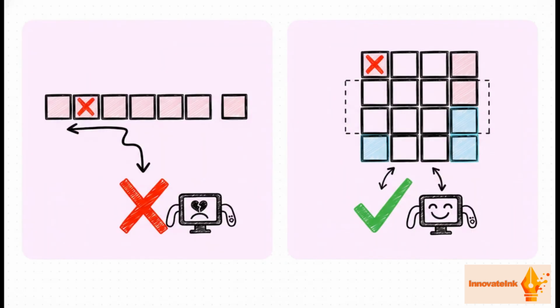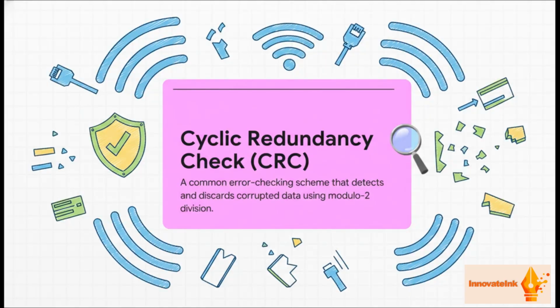Some of the early methods, like parity, were a pretty good start, but they had their limits. Simple parity, for example, could be completely fooled if 2 bits flipped instead of 1. 2D parity was a big improvement for sure, but modern high-speed networks really demanded something even more foolproof. And that brings us to the Cyclic Redundancy Check, or CRC. This is the undisputed heavyweight champion of error detection. You'll find it in Ethernet and Wi-Fi, pretty much everywhere.